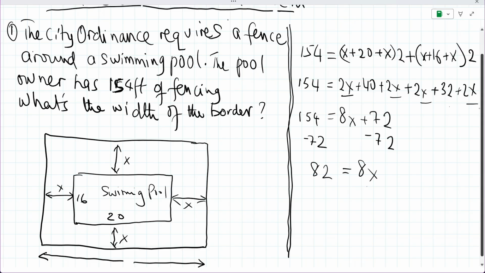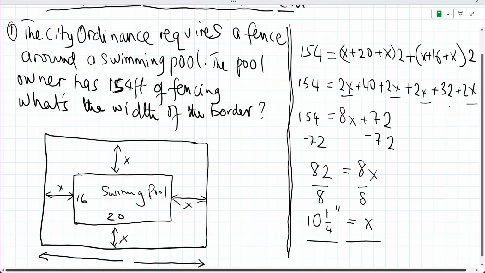Next, we divide by 8 on both sides. And we are left with x equals 10 remainder 1 over 4. So x is equal to 10 and a quarter feet. So that's the width of the border. We know that's the value of x. So the width of the border will be 10 and a quarter feet all around the pool.